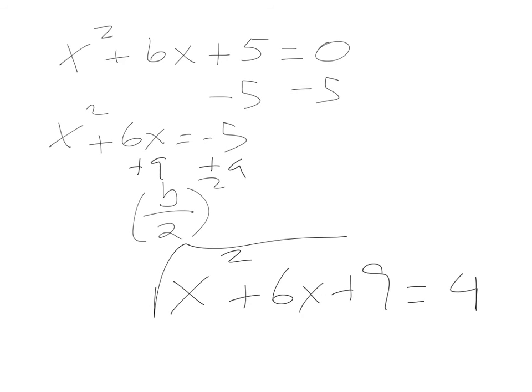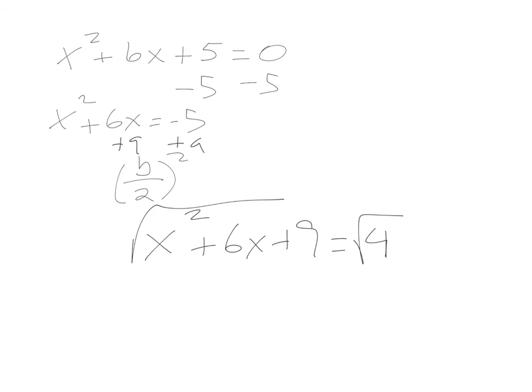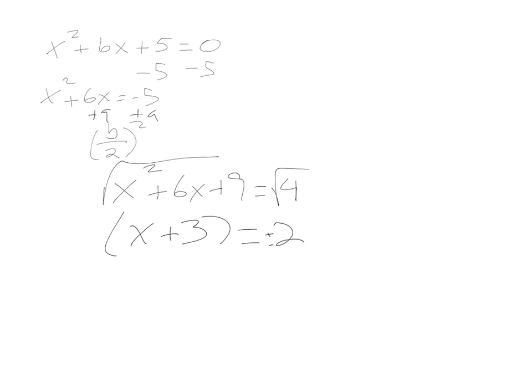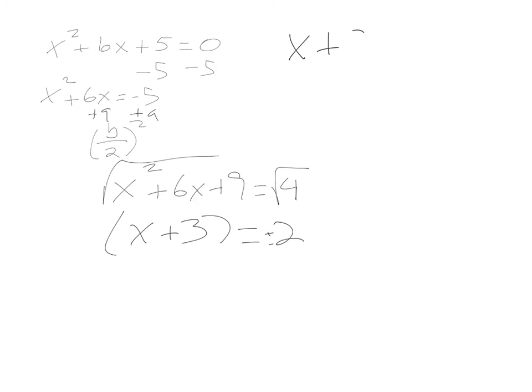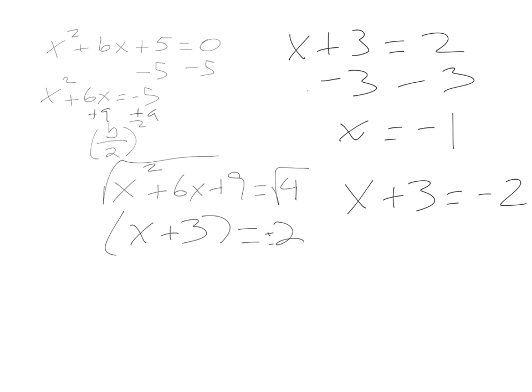Now we take the square root of both sides. Because it is a perfect square trinomial, we can take the square root of both sides. And therefore we get x plus 3 equals 2 and negative 2. So both positive and negative 2. And then we have to solve for both of those. x plus 3 equals 2, minus 3, x equals negative 1. x plus 3 equals negative 2, minus 3, x equals negative 5. So our solutions are x equals negative 1 and negative 5.